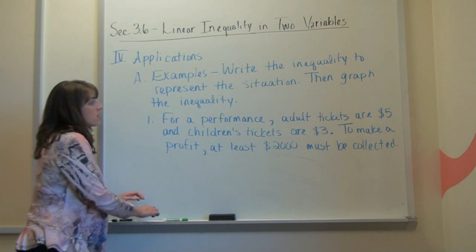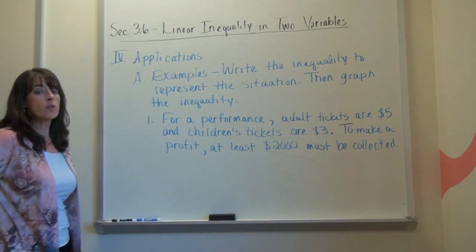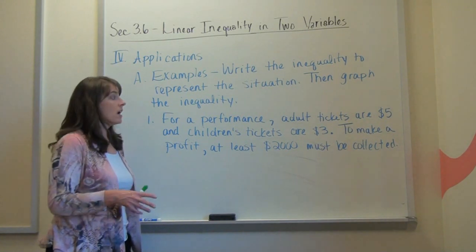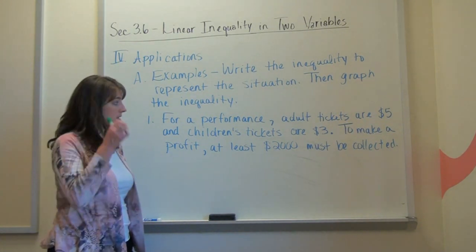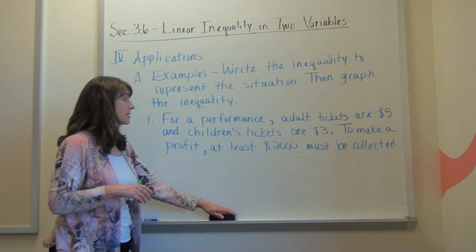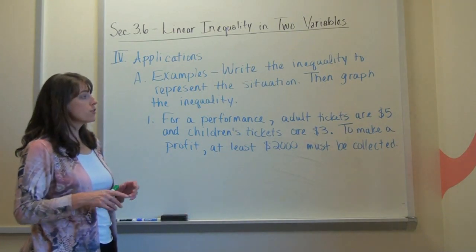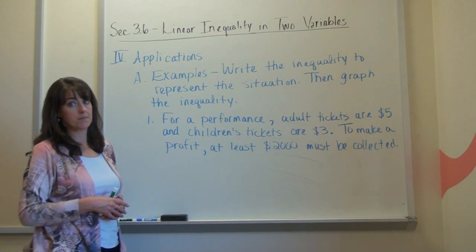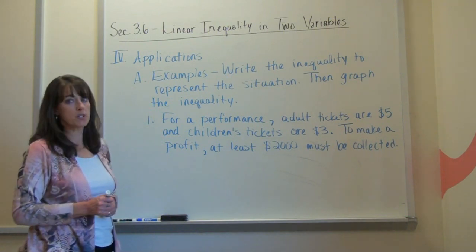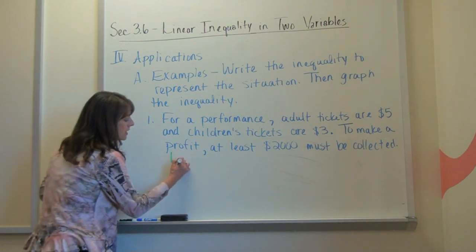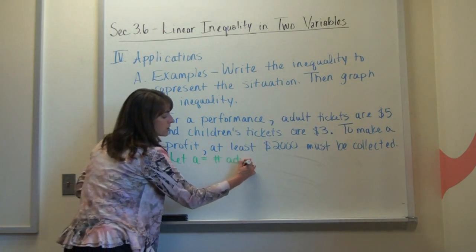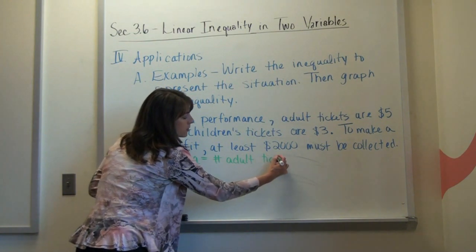So there's our situation, and you know that when you attack a word problem, you need to read it in its entirety to figure out what's happening, and then take it sentence by sentence. So we've read it in its entirety. Now I'm going to break it down sentence by sentence. First off, we know we're selling adult tickets. Do we know how many adult tickets? No, we don't. So we need a variable to stand for that. So let's let A equal the number of adult tickets sold.